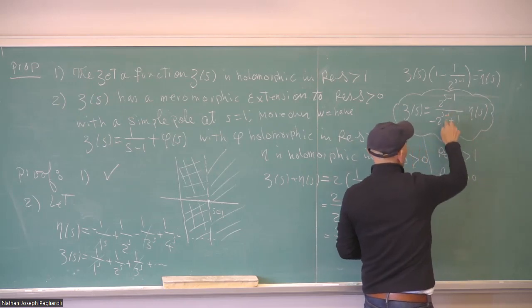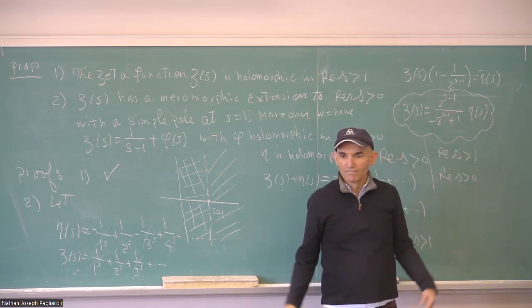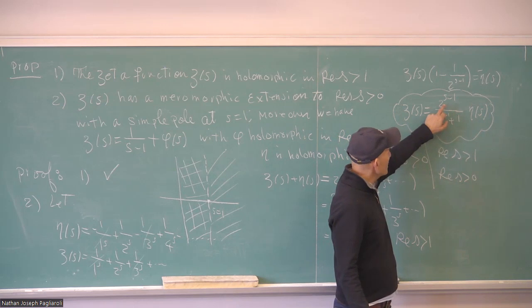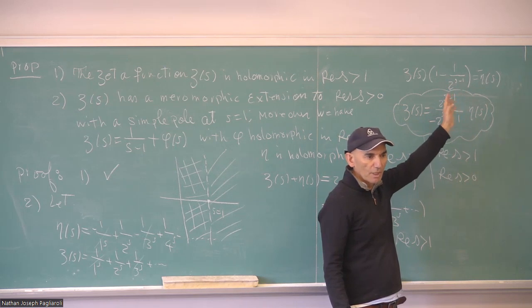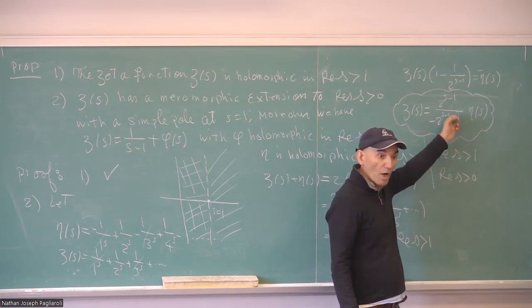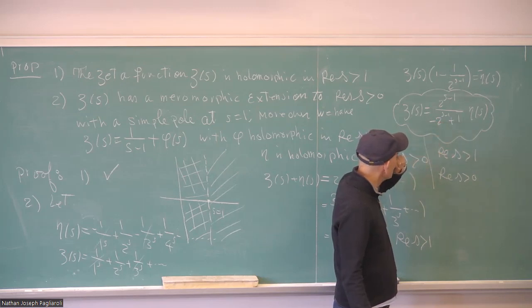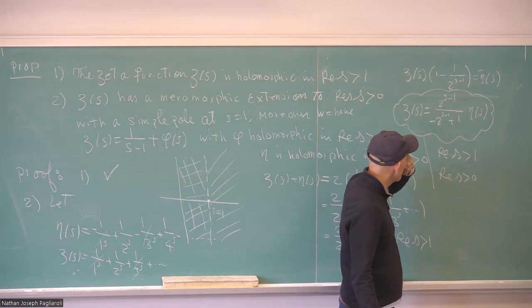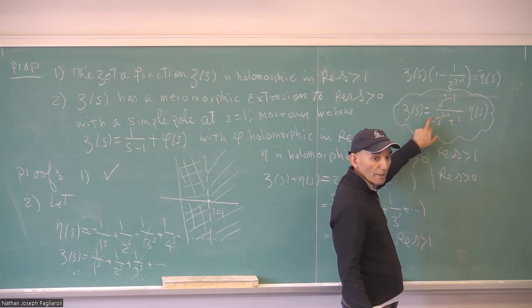What about this function? What could go wrong with this function? There's nothing wrong with 2 to the s minus 1. That's holomorphic everywhere, like the exponential function. It's basically exponential of s minus 1 times log 2. Now, the denominator, however, at s equal to 1 has a pole. If s is equal to 1, you get 2 to the 0 is 1, so you get minus 1 plus 1, you get 0.